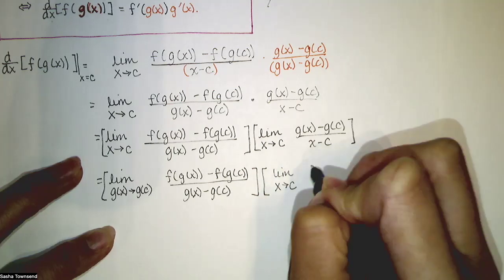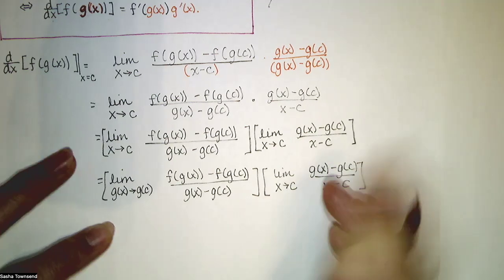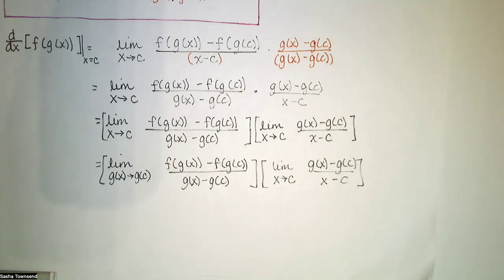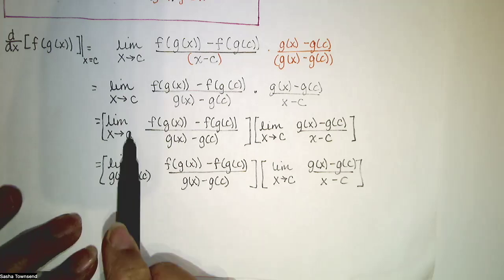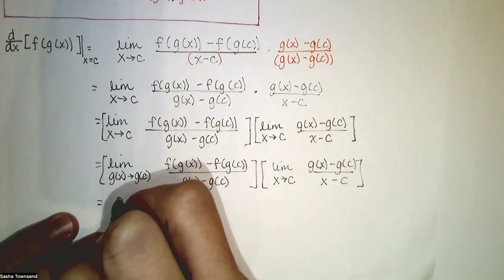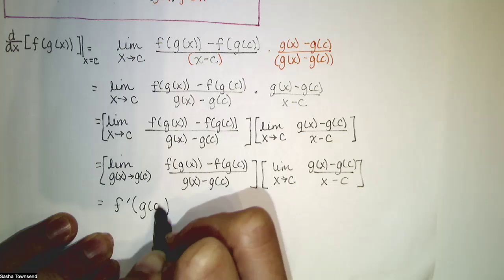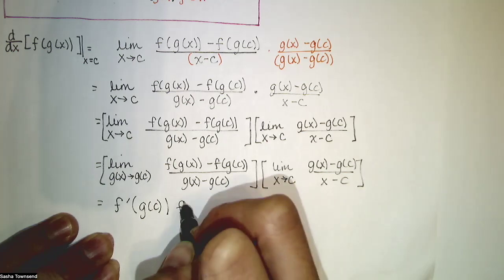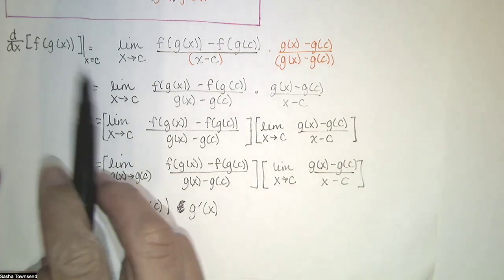And I believe that that's acceptable. We can do that. And the reason that we can do that is that differentiability implies continuity. So if a function is differentiable, if this derivative g prime at c exists, then as x approaches c, g of x approaches g of c. So this limit is equal to this limit, and this is defined to be f prime evaluated at g of c. And this is g prime of c. And that's the derivative of f of g of x at x equals c.